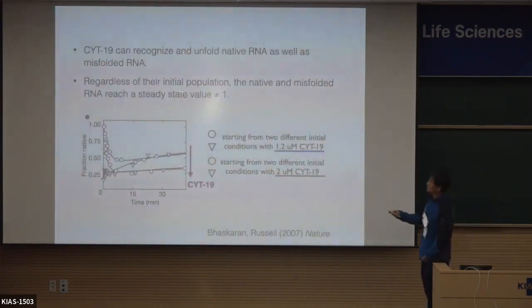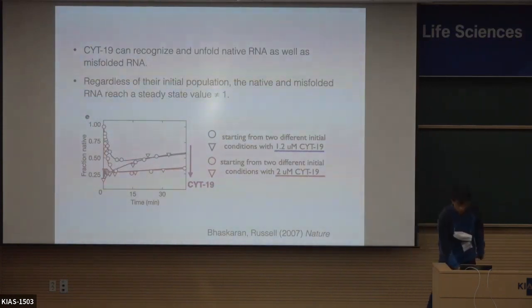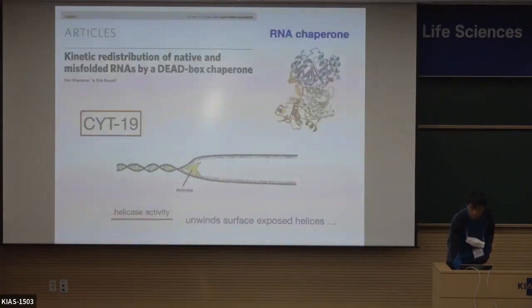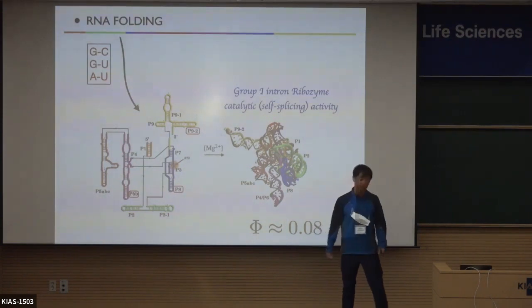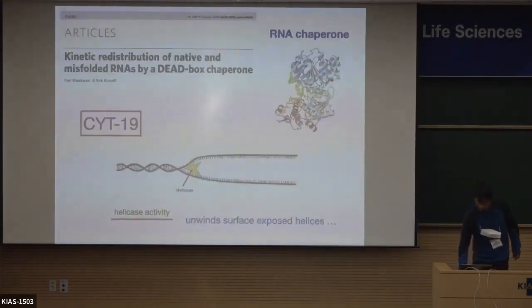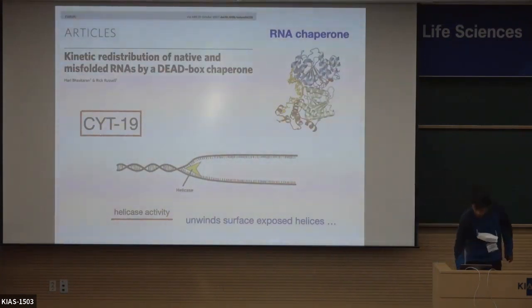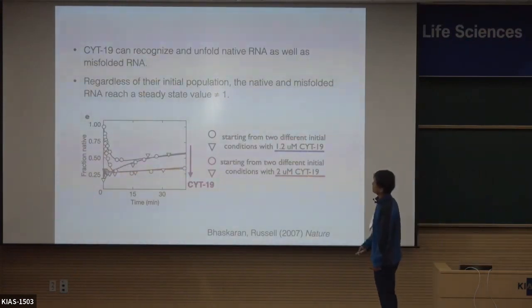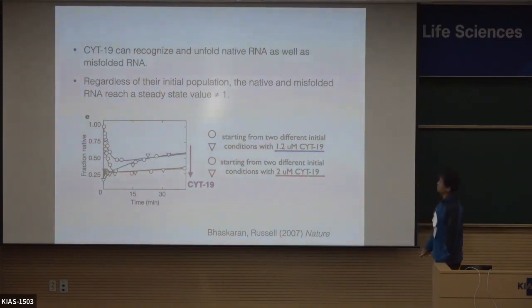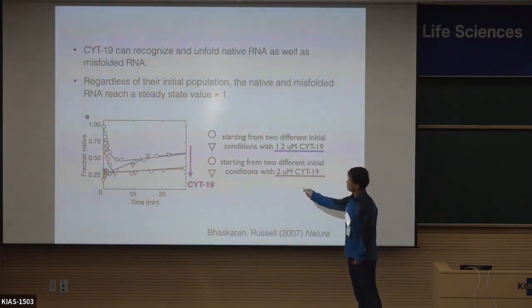So Cyt-19 can recognize this because the exposed helices are also in the native state. So not only the native state, but also misfolded states have this kind of exposed helices. What these people found in their study is that when you add Cyt-19, it unfolds the native state RNA as well as misfolded RNA. They also found that regardless of the initial population, native and misfolded RNA reached a steady state value, which is not equal to 1.